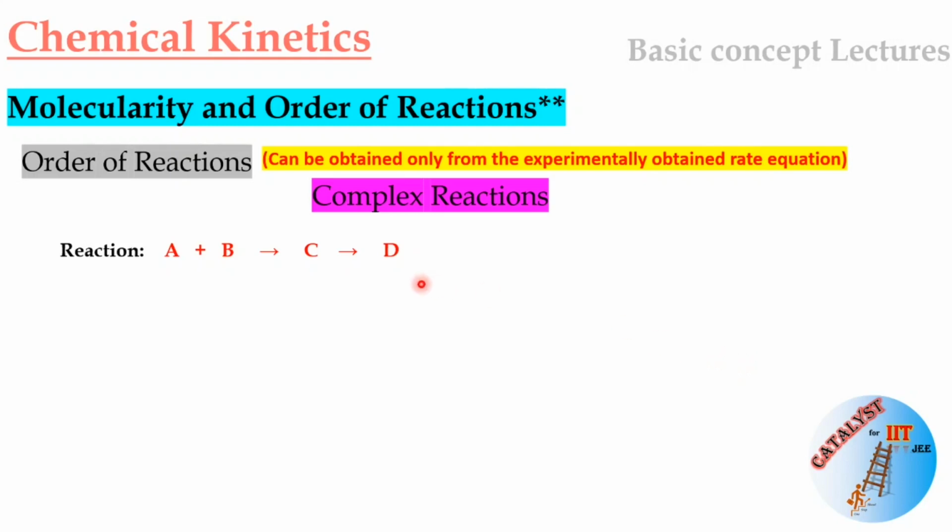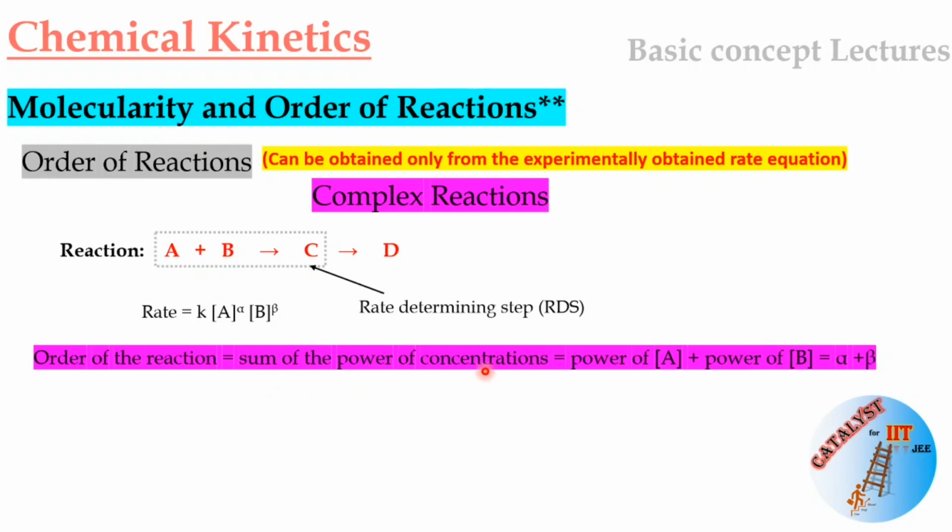But for a complex reaction, this is again very difficult to say, because for that you need to find out which one is the slowest step, or which one is the rate determining step. After finding the rate determining step, you need to find the rate equation. The rate equation is not simple here. You will find that the rate depends on the concentration of A and the concentration of B, but the powers do not go with the coefficients. They are completely experimental numbers, which is why I put alpha and beta here, and the order of the reaction will again be the sum of the powers of the concentrations, power of A plus power of B, so the order of the reaction will be alpha plus beta.